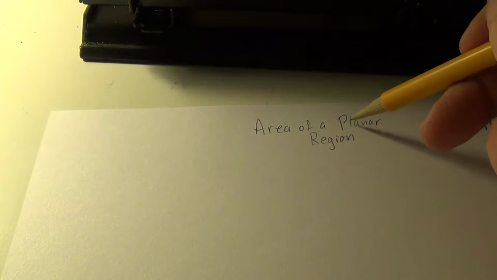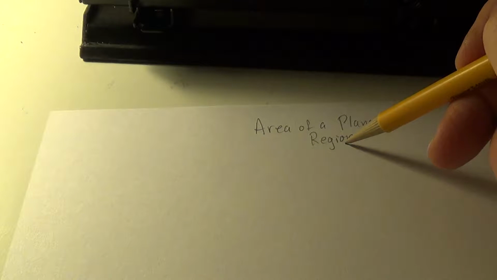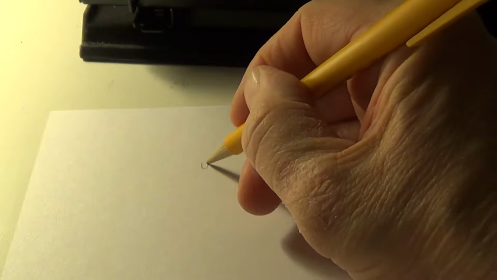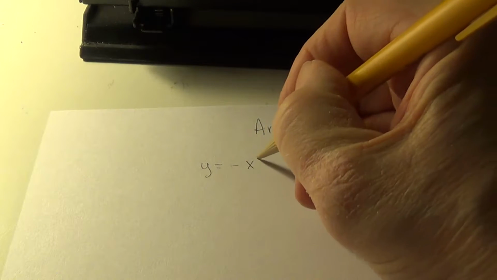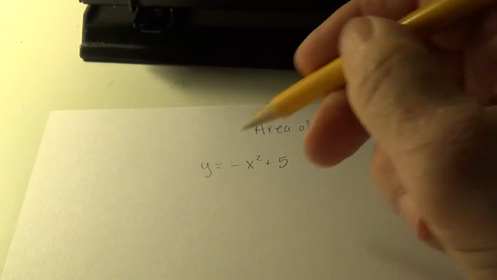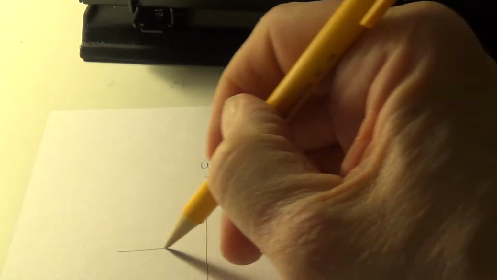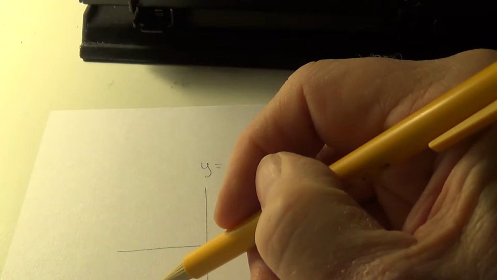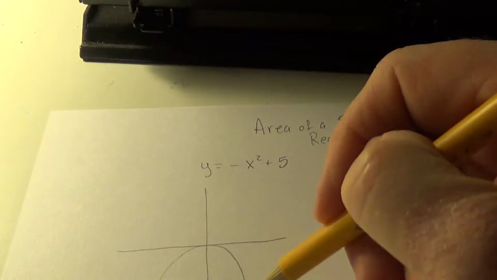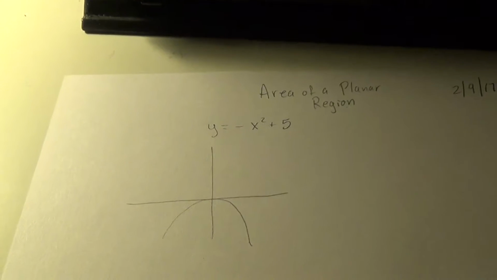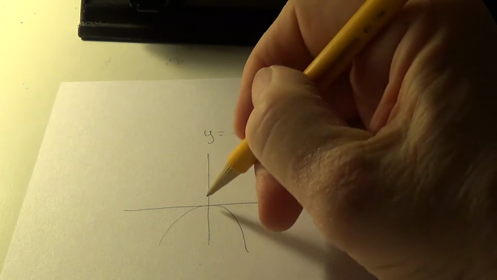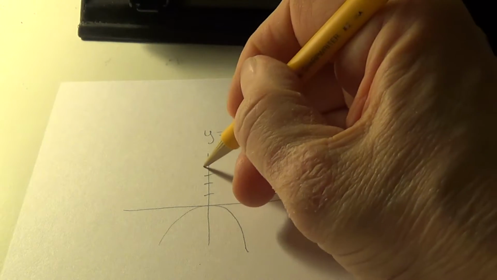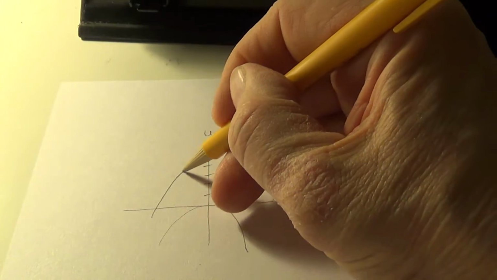All right. So I was wondering what the area is of this planar region, and it's under this curve, y equals negative x squared plus 5. So let's see what that would look like. Well, negative x squared would be an inverted parabola, a frowner, and the plus 5 will just raise it up like that.